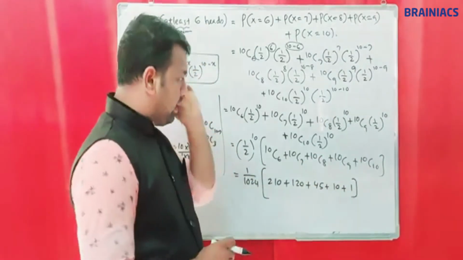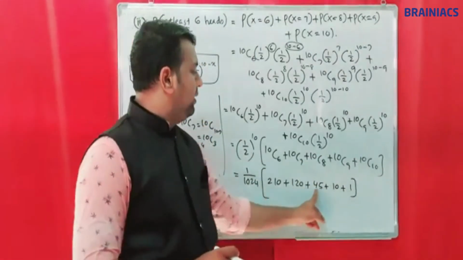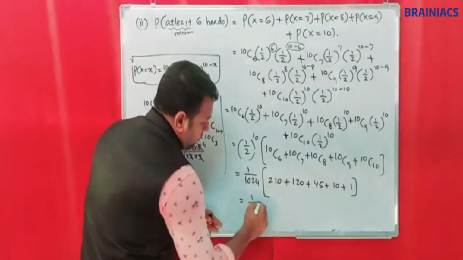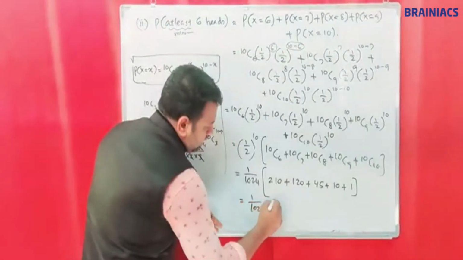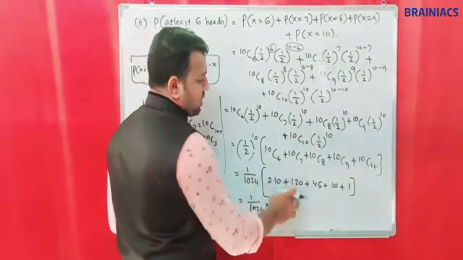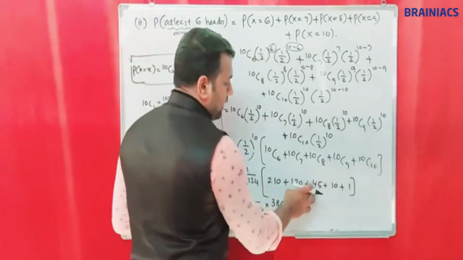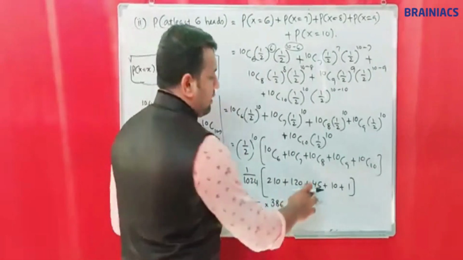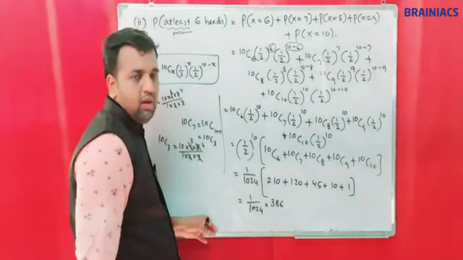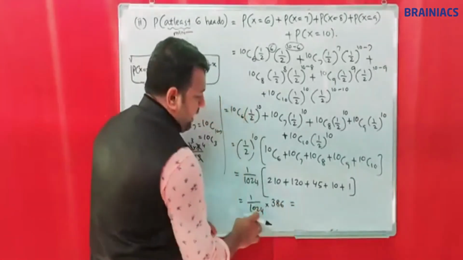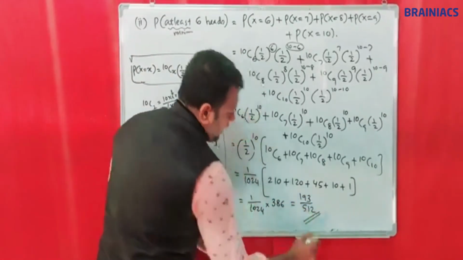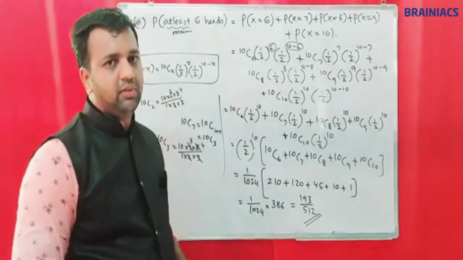Okay. So by adding these values we get 1 by 1024 into 386. By adding these values, 210 plus 120 is 330, 330 plus 45 is 375, 375 plus 10 is 385, 385 plus 1 is 386. On dividing by 2, we get 193 divided by 512. This is the final answer. Okay.